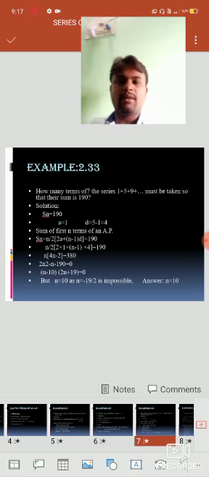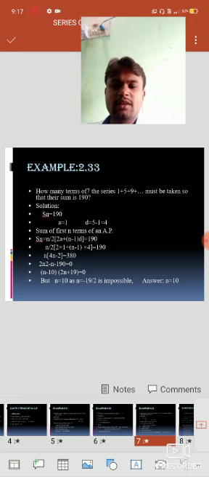Okay, next example 2.33. How many terms of the series 1 plus 5 plus 9 plus up to must be taken so that their sum is 190?